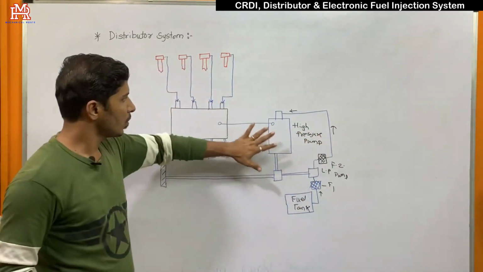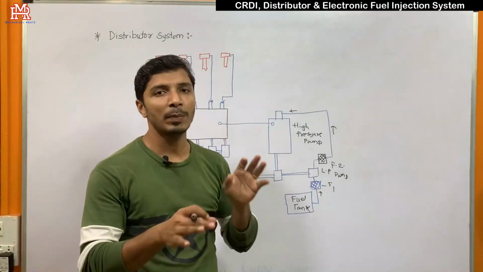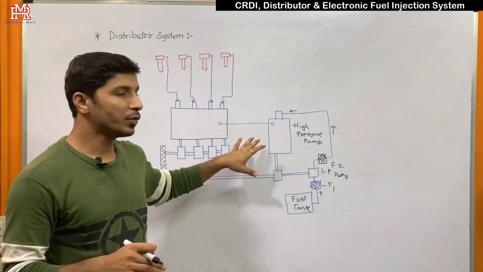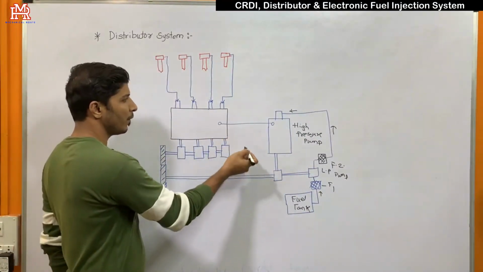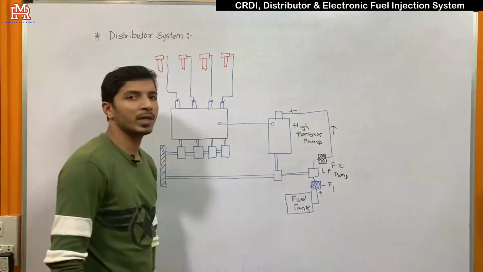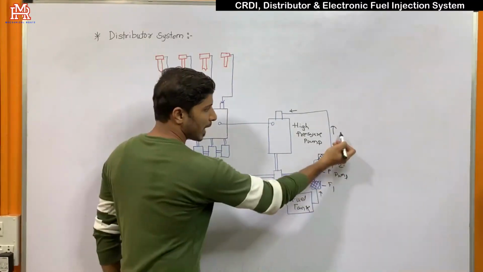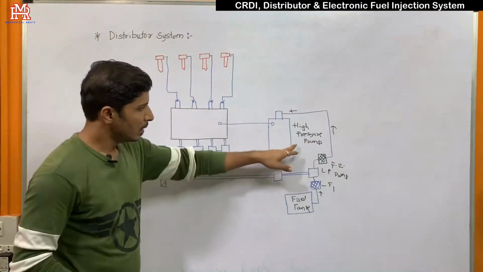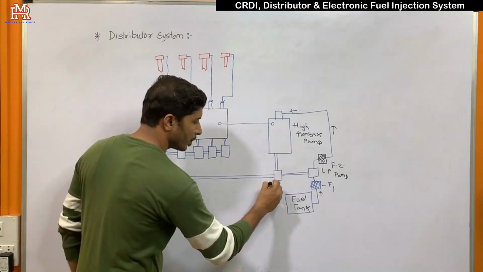The construction of the distributor type system and the CRDI type system is a little bit the same, or even the individual pump type system construction is again the same. There is a little bit of difference in this construction. However, almost all these components will remain the same in every system. So the fuel will be transferred to this high pressure pump. This high pressure pump will be regulated with the help of this cam.